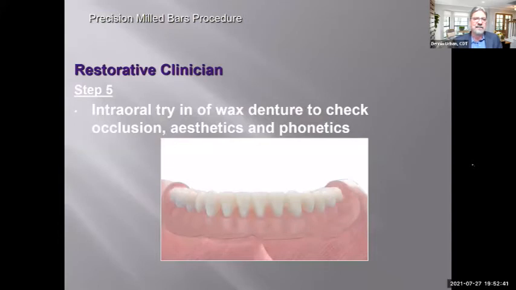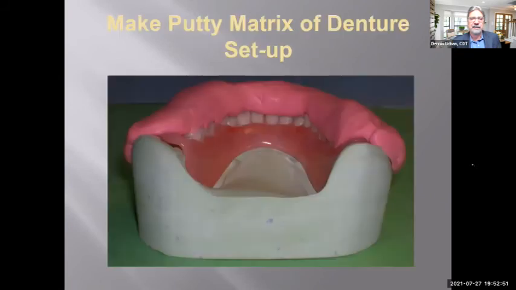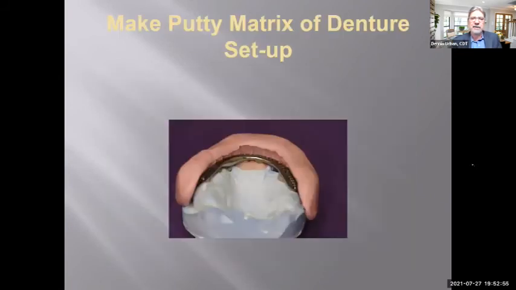So now we're ready for step 5, the intraoral try-in of the wax denture. Once that's approved, we send the setup, the putty index, and the soft tissue model to the milling facility. I always make a putty index of the setup. This way we know what the distance is between the bar and the denture tooth.